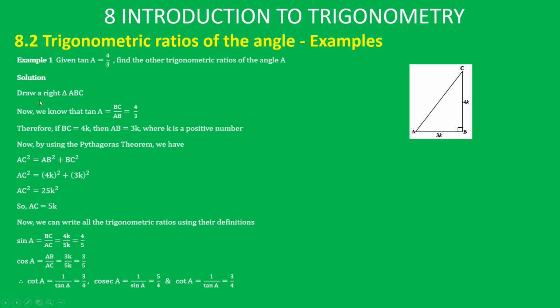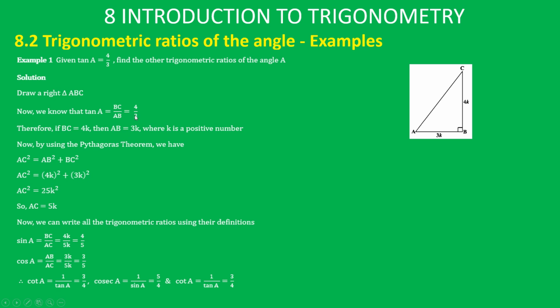Yes. Now we have to draw a triangle. To solve the problem, we draw a triangle ABC. Now we know that tan A is equal to BC by AB. Why BC by AB? The opposite side to angle A is BC, and the adjacent side to angle A is AB, and their ratio is nothing but 4 by 3, which is given.